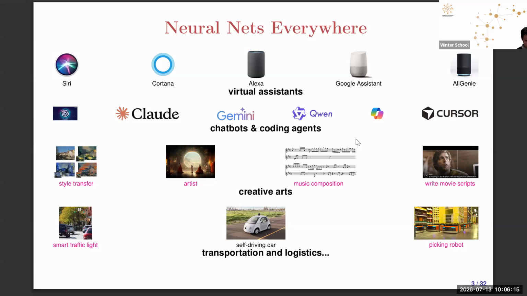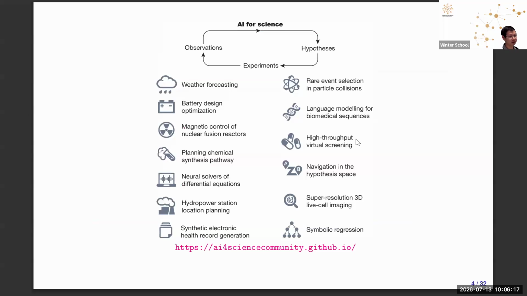There are other examples that I'm not going to talk about here. One thing that I want to mention is that AI has been used a lot in science, for example weather forecasting and battery design optimization, and certainly in agriculture as well. There are many examples that you are going to hear in the next few days. Some of the speakers will tell you about how neural nets are actually used in their work. So that's the part I'm not going to talk about.